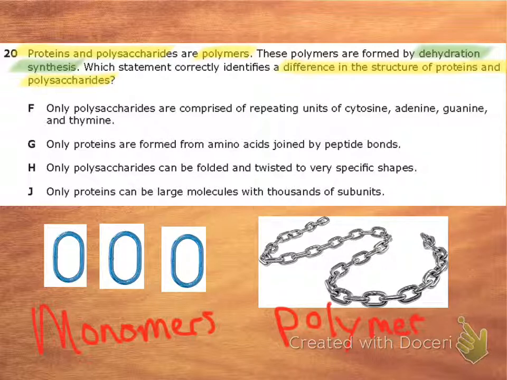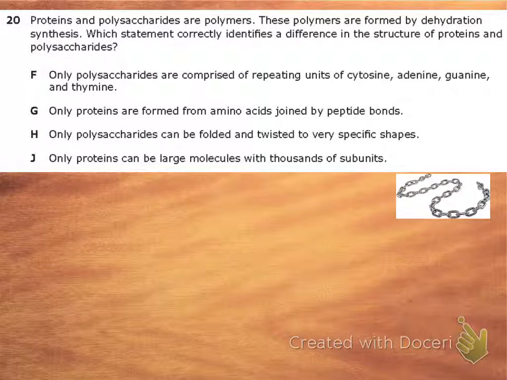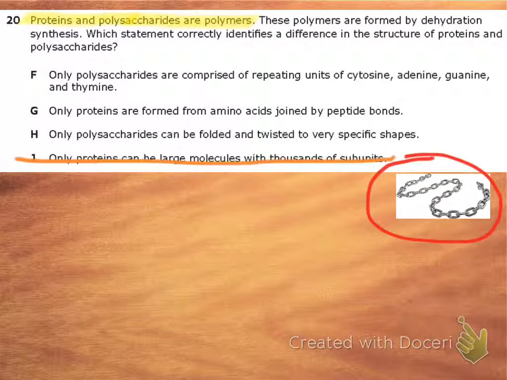Which brings us to J. Only proteins can be large molecules with thousands of subunits. Those subunits will be the monomers. Well, we know from the very first sentence that proteins and polysaccharides are polymers. So they're both very large units, not just proteins. That tells us this is not true, because it singles out proteins when the question says they're both polymers. So let's eliminate that one.